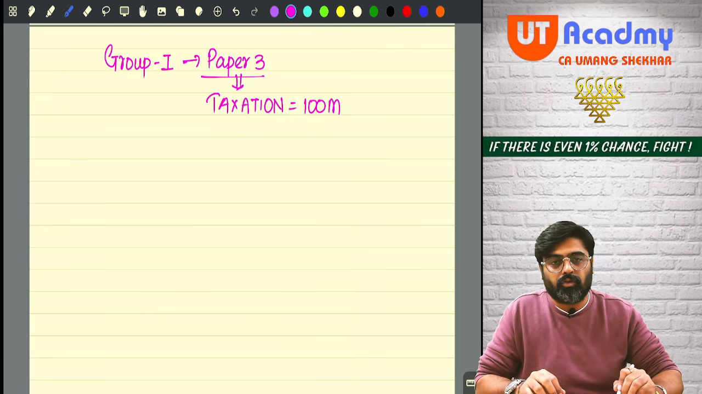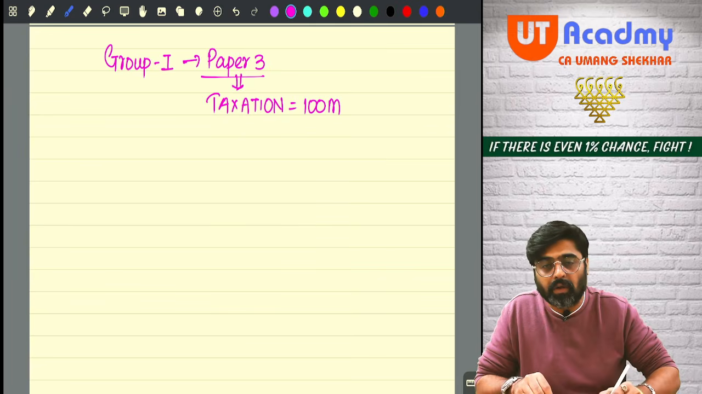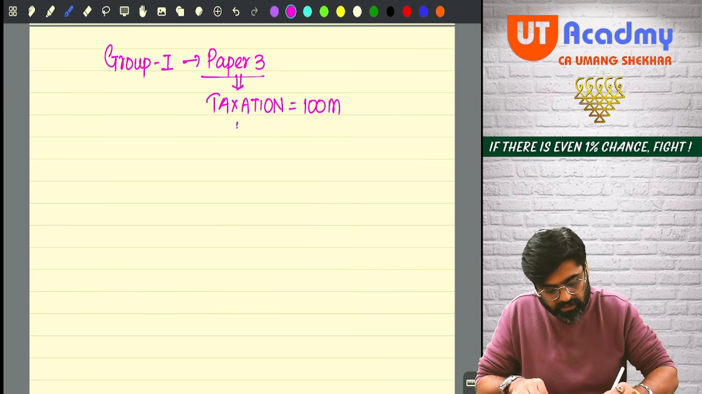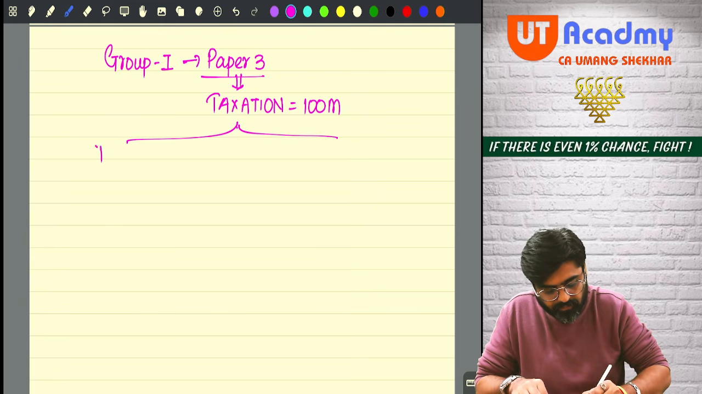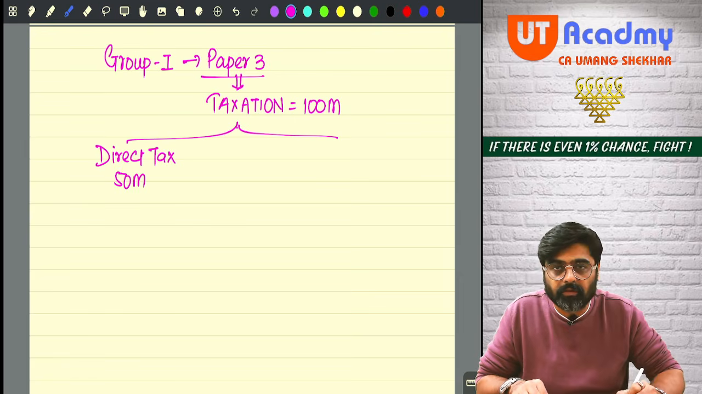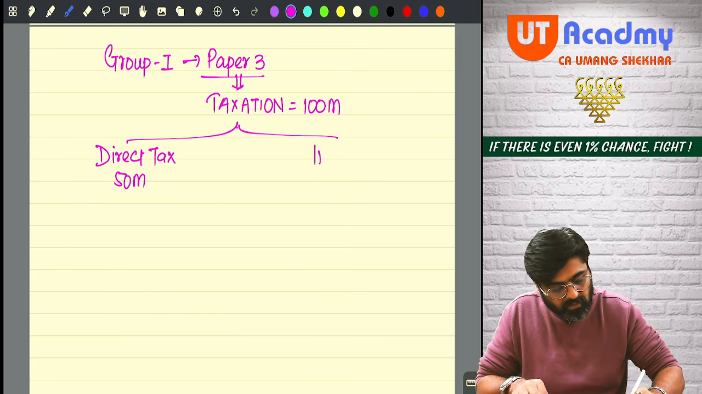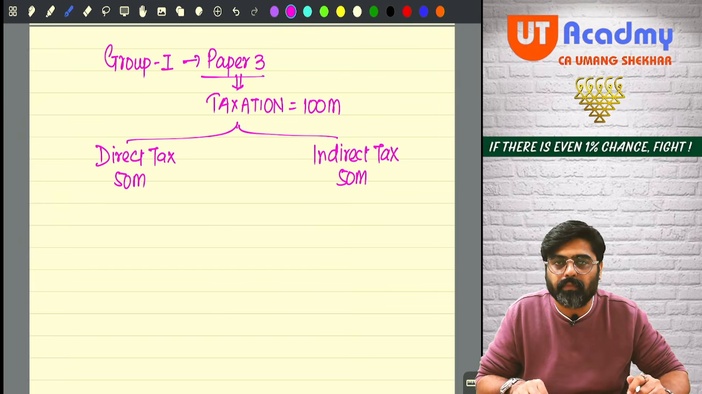Okay. So in taxation, what are you going to study? In taxation, you will be studying 2 things. Number 1, you will be studying direct tax, which comes for 50 marks in the exams. And number 2, you will be studying indirect tax. And that also contains 50 marks, right?